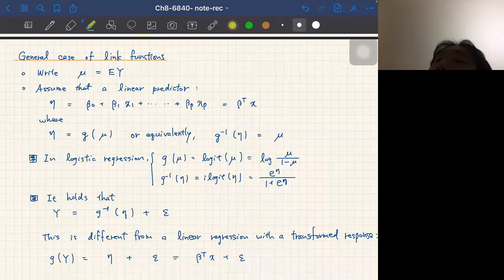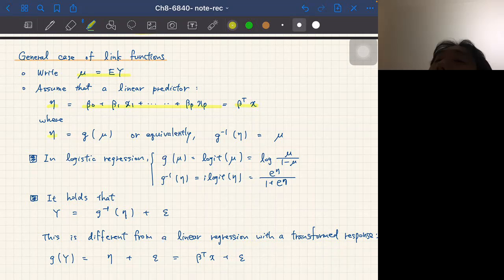Hi, now that we discussed the other part of the GLM, that is the general case of link function. So here, our notation is mu is equal to the expectation of y. And assume a linear predictor, so the generalized linear model is still a kind of modification of a linear model. So eta is equal to a linear combination of x1 to xp and the intercept. So we can write this as beta transpose x. And here, eta should be equal to g of mu.